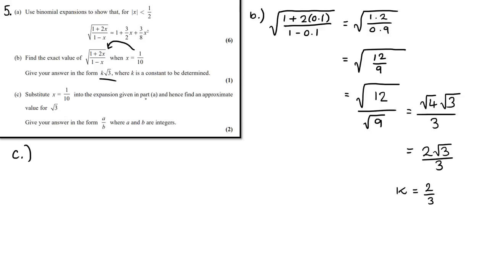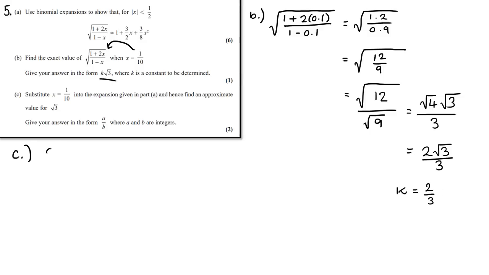So even if you couldn't do part A, you can still want to do part B and C here. And what we want to do then is find an approximate value for the square root of 3. We're going to give the answer in the form A over B, where A and B are integers. So what we do here to start with is we know that this part, when you substitute 1 over 10 in, is equal to this here.